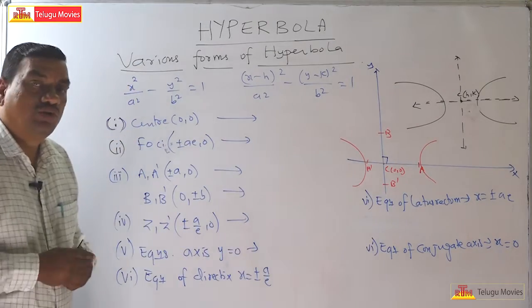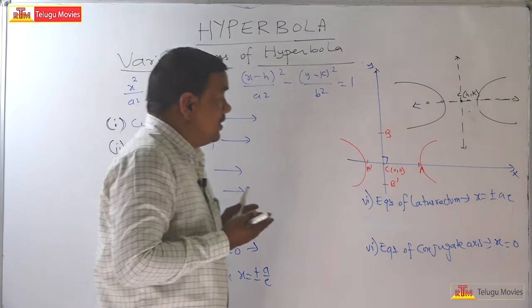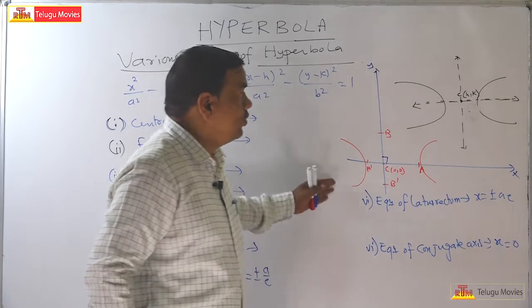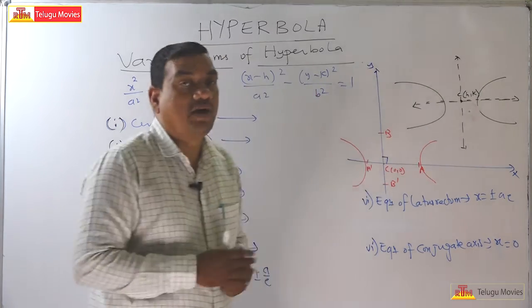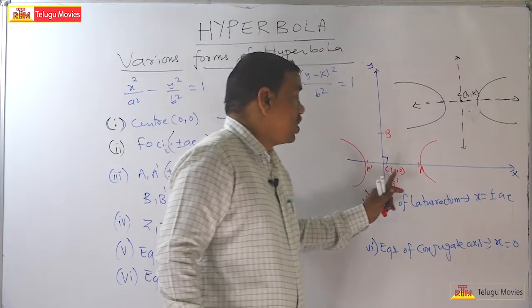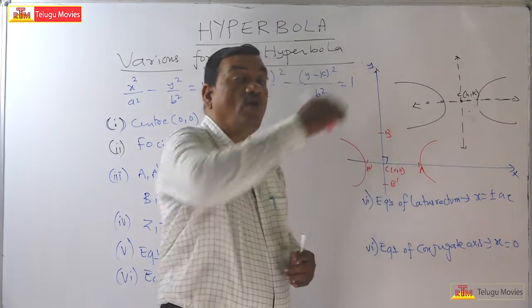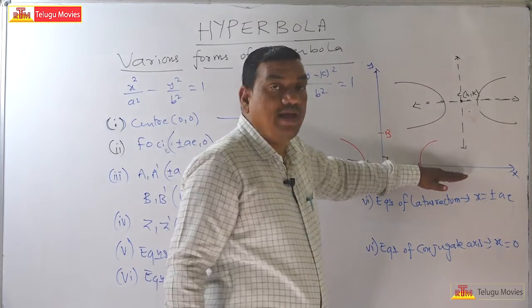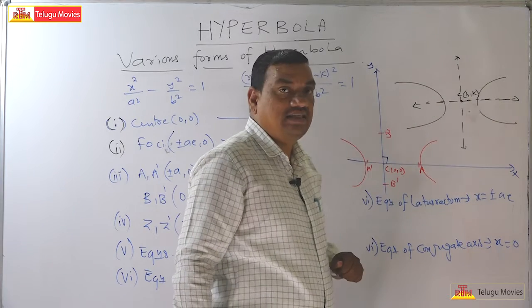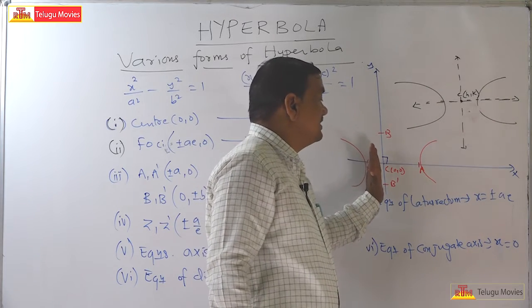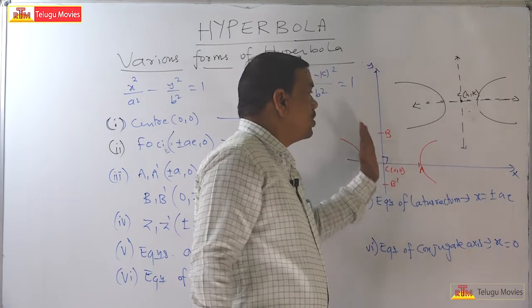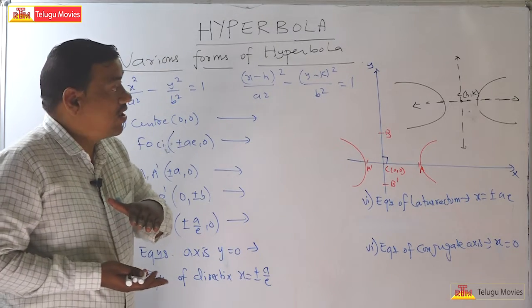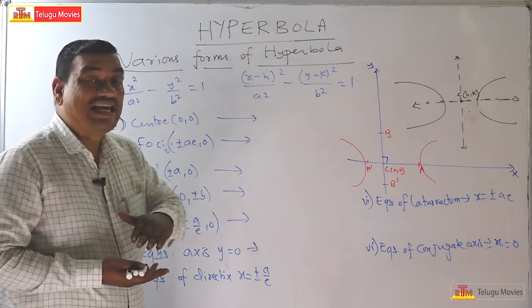Now what I am going to do is shift the origin, that is the center 0 comma 0, to another point C h comma k, keeping the transverse axis parallel to the x-axis and the conjugate axis parallel to the y-axis. I am not changing the orientation of the x-axis and the y-axis.